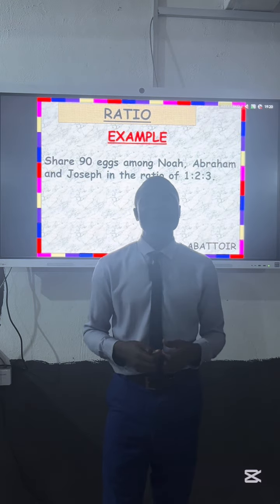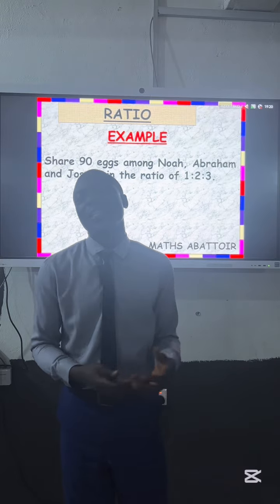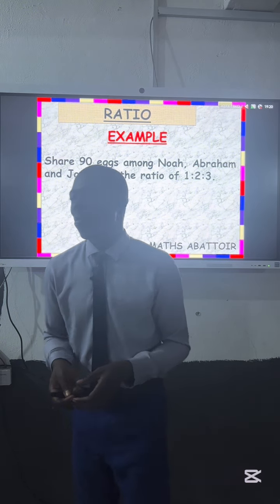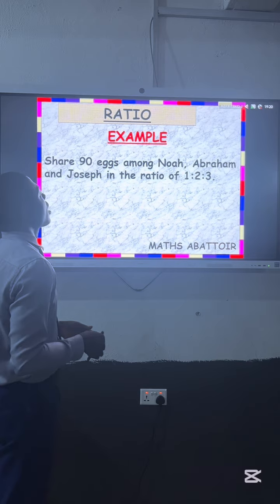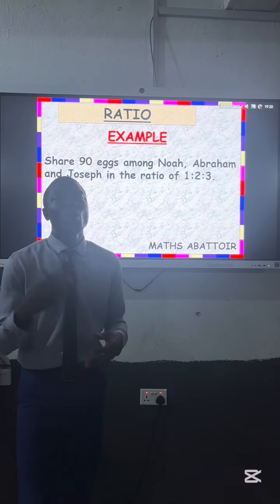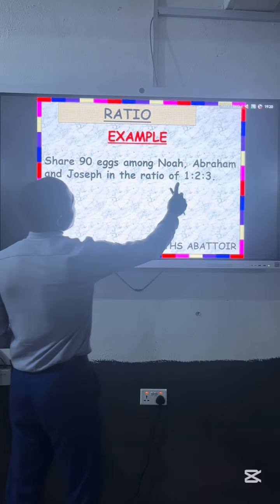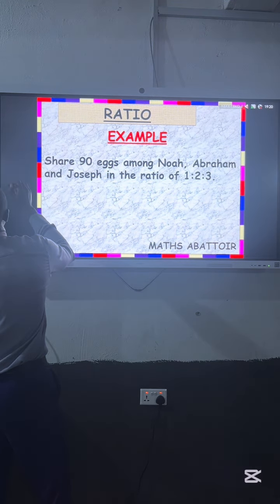Today we want to look at a question under ratio. We want to learn how to share something between two persons or among people that are more than two. All right, so we have a question here. Share 90 eggs among Noah, Abraham, and Joseph in the ratio of 1:2:3. Okay, so this is the sharing ratio. Let's handle that together.